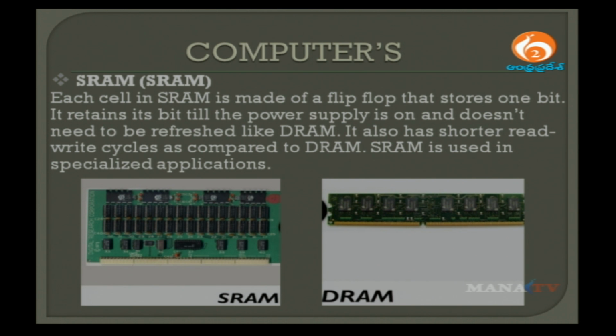So, you can see the diagram here. We have SRAM with an amazing big chip, and we have DRAM, which you can find in every personal computer. So, this is the basic system of RAM and its importance.